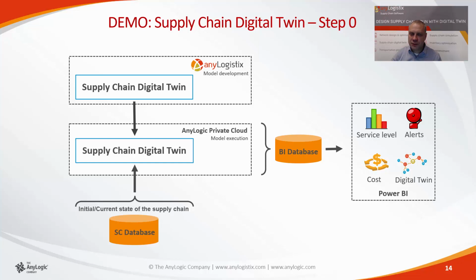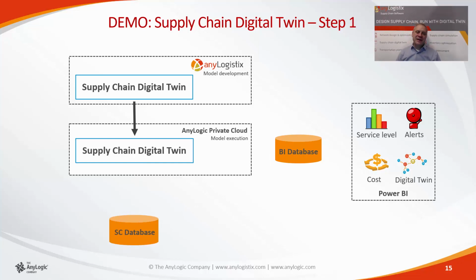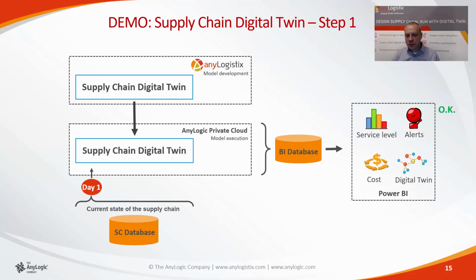Let's go for step 2. For step 1, sorry. Now we'll do the following. Our supply chain digital twin will read the initial state for day 1, for 24th of September. Then the digital twin will be executed in anyLogistix private cloud, and then we will look at the graphics in Microsoft Power BI.